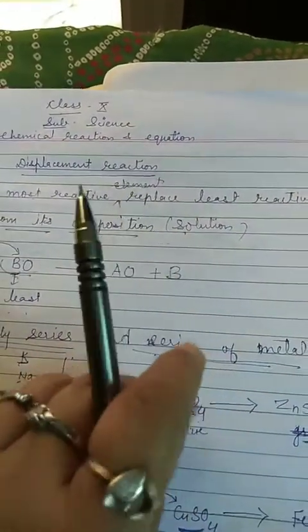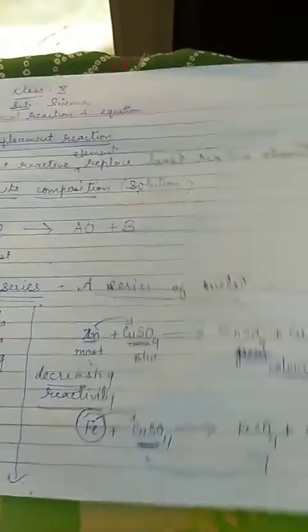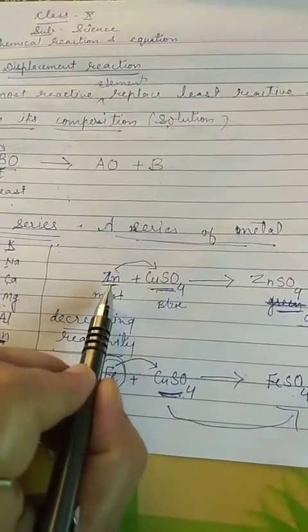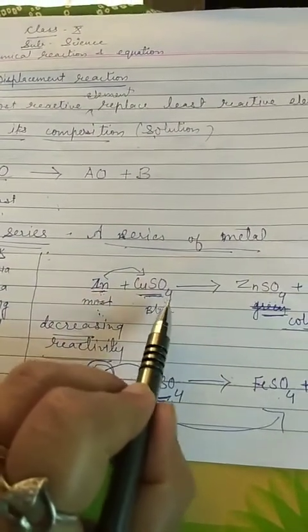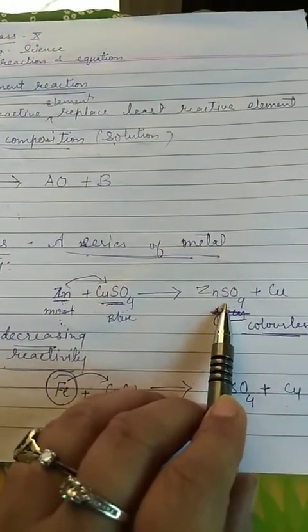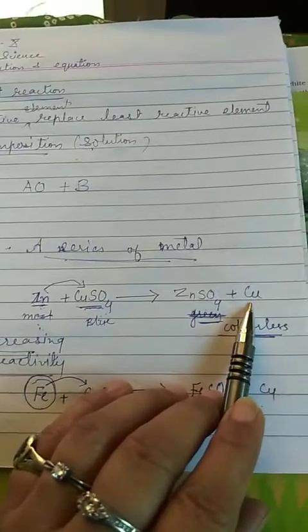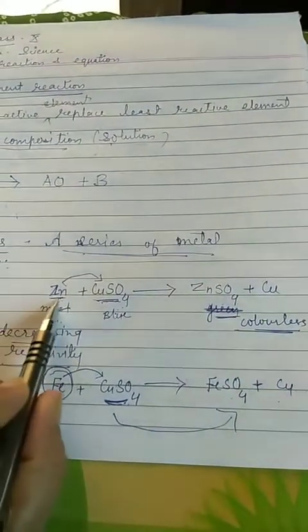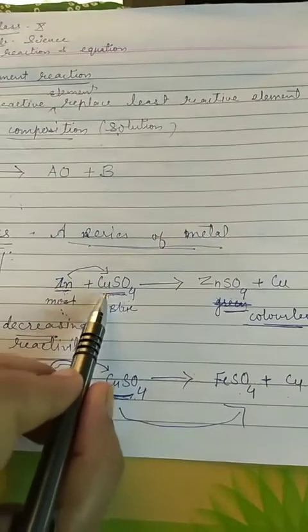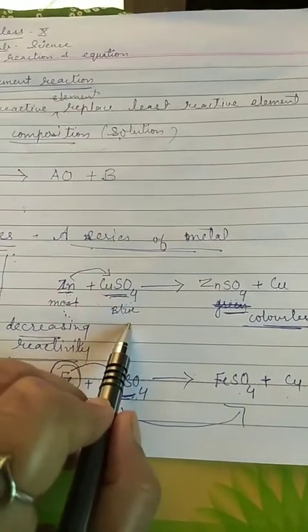But there is a little change in the displacement reaction. Last time I told you that when zinc reacts with copper sulfate solution, it forms zinc sulfate and replaces the copper. Zinc is highly reactive, so it replaces the copper from its solution. Copper sulfate is a blue solution.